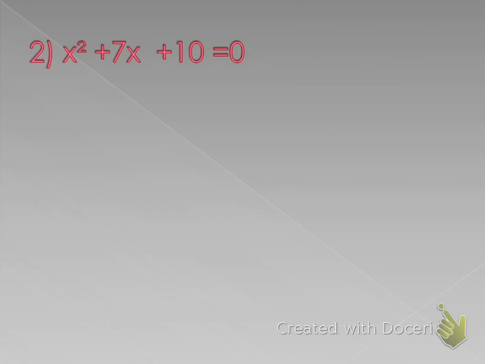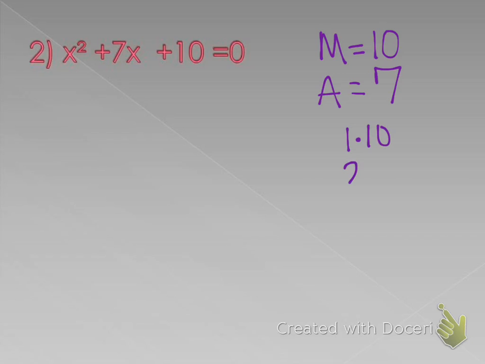Here's number 2. Go ahead and write this down. We have x squared plus 7x plus 10 equals 0. What's my M? 10. What's my A? 7. The ways to make it 10 are 1 and 10 and 2 and 5. Again, these are straight from that factor sheet. Hopefully you haven't lost it by now. If you have, find another one on the internet.